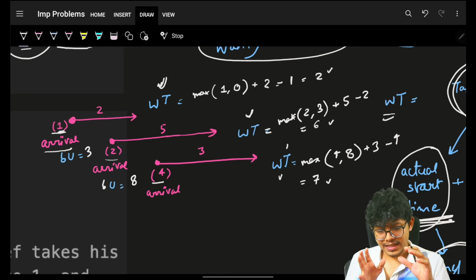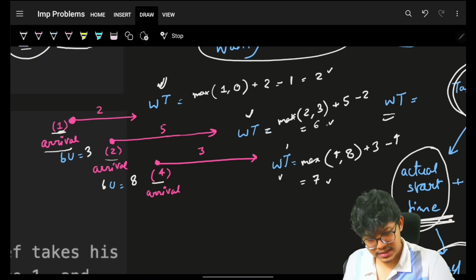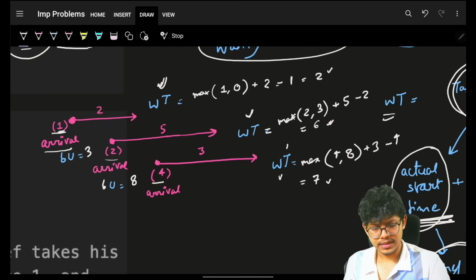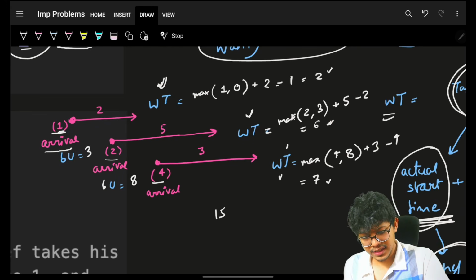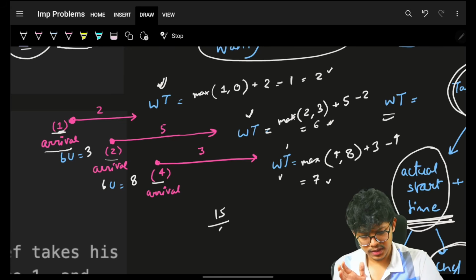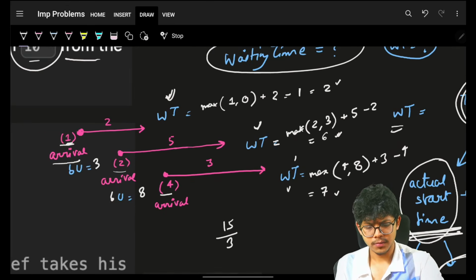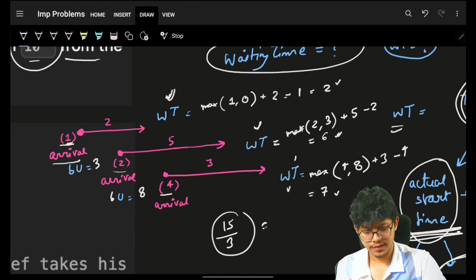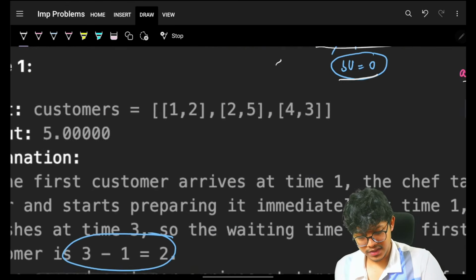Thus, you can simply see that 6 plus 2 is 8, plus 7 is 15. 15 is the actual waiting time summation, divided by the number of customers, and thus the answer is 5. Now, as you can see, the average waiting time is 5.